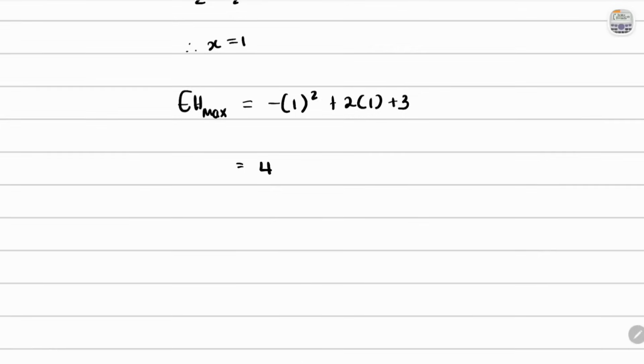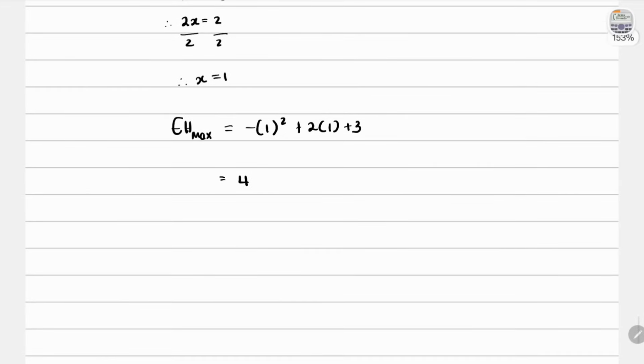5 minus 1 is 4. And we can just conclude the maximum length of EH is 4 units. And that is the answer to that question.